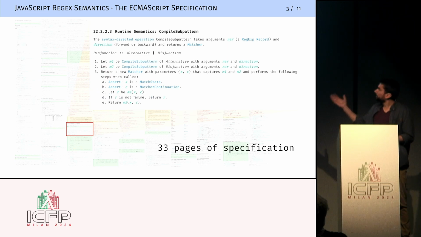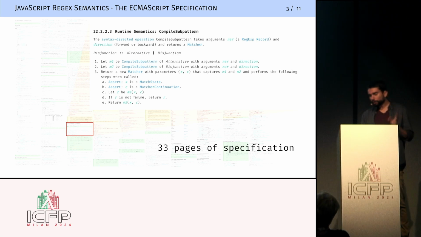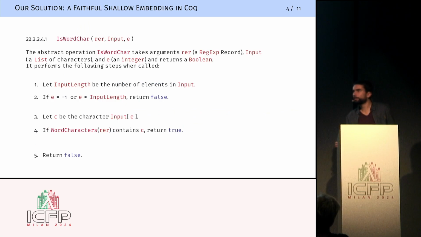So we have many pages of functions that look like this. You have a small description and then some pseudocode instruction. So this is a function that will compile a disjunction, for instance. So we want something in Coq that clearly, without any doubt, closely corresponds to this. And so our solution was to define a faithful shallow embedding in Coq of all of these pseudocode functions.